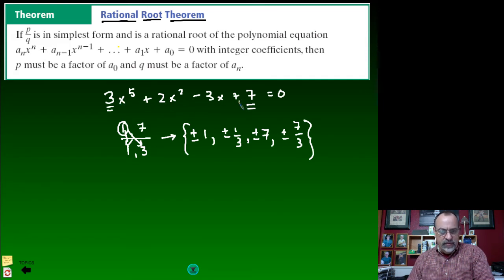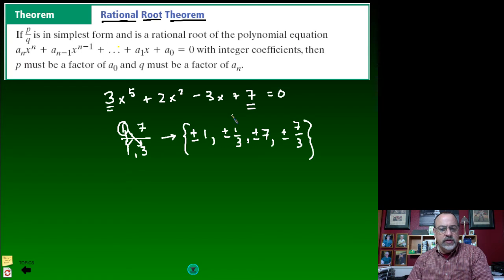If this polynomial has rational roots, and there is no guarantee that it does, at least for right now, then the rational root has to be one of these numbers. It has to be either positive 1 or negative 1, positive 1/3 or negative 1/3, positive 7 or negative 7, or positive 7/3 or negative 7/3. If this polynomial has rational roots, it has to be one of these numbers. If it's not one of these numbers, then this polynomial does not have a rational root.